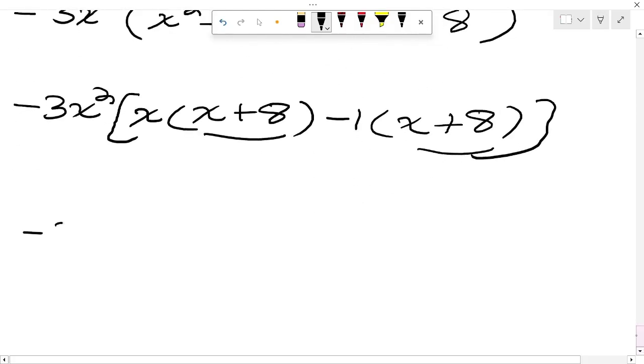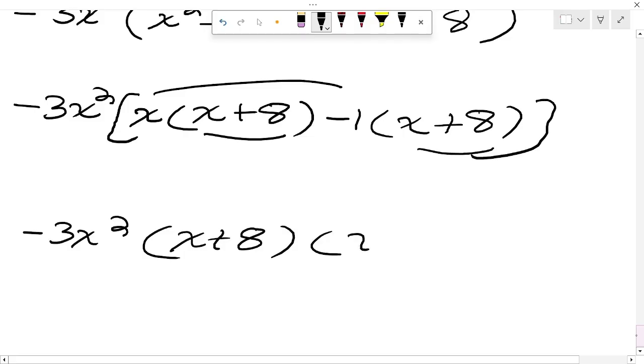Now we will just write minus 3x square. We will remove these square brackets and we will write x plus 8 one time, and then the other factor will be x minus 1. So this is our final equation.